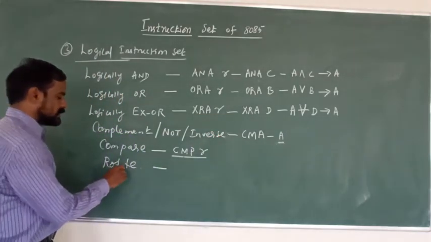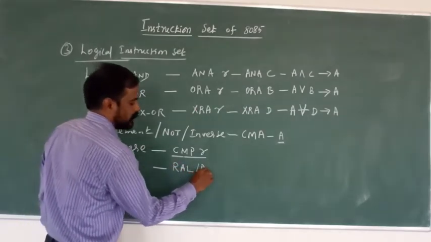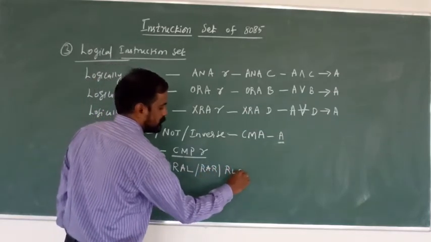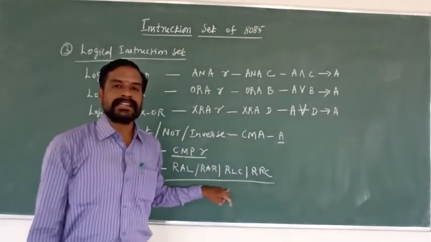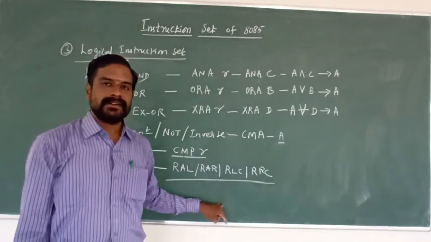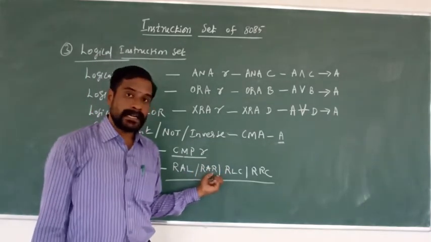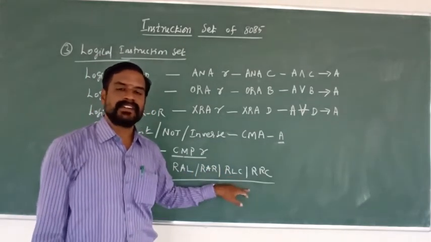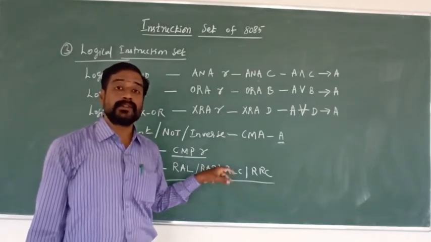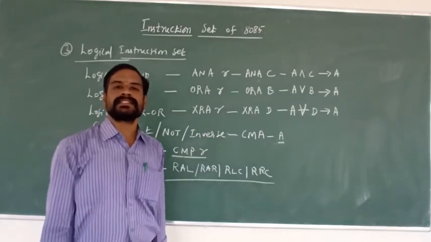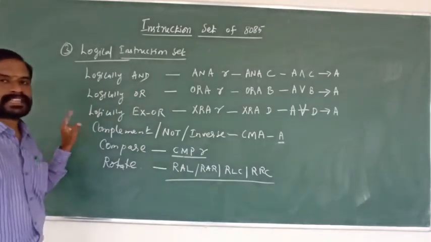And the rotate, there are 4 rotate instructions: RAL, RAR, RLC and RRC. Rotate the accumulator content left or right, with the carry or without carry. Only it will rotate the accumulator content, not some other register content. This is called the logical instruction set.